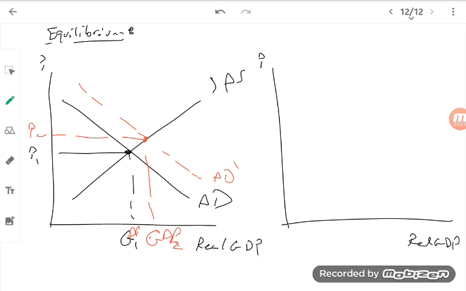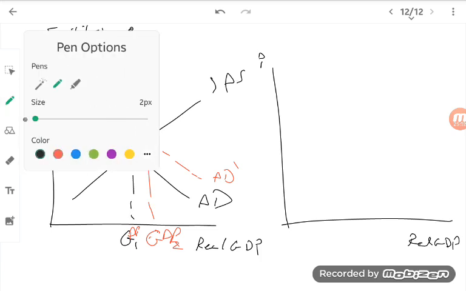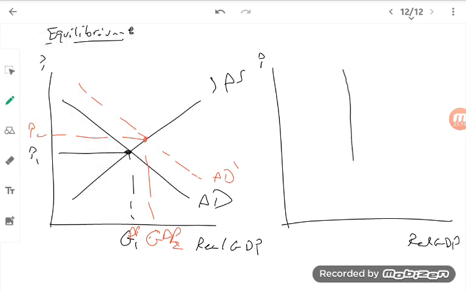And the same if one of the factors that affect short-run aggregate supply curve occurs, aggregate supply curve is going to shift to the left or to the right. What about long run? This is long run aggregate supply curve and this is aggregate demand curve. Point of intersection is point of equilibrium. But in this case, we are going to be at potential level of GDP.